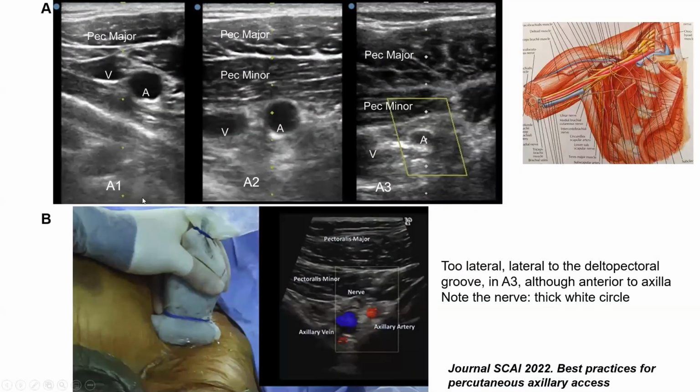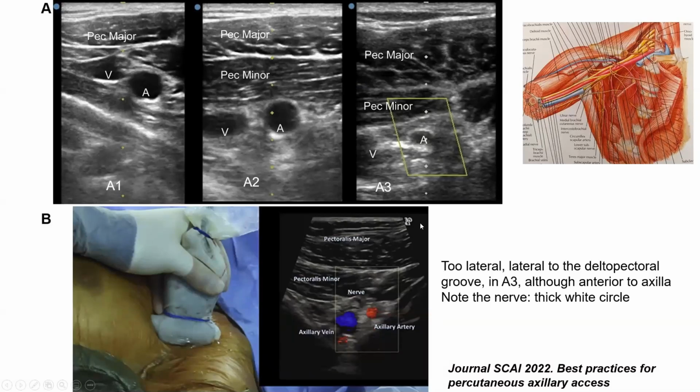These are some other ultrasound images going from A1 to A3. See how the artery becomes progressively more superficial, and see how in A1 you can see the pleura, whereas in A2 and A3 you're far out of the chest and you don't see the pleura anymore. That's another advantage of sticking A2 rather than A1. You're definitely staying out of the chest and out of the risk of hitting the subclavian artery or hitting the lungs.